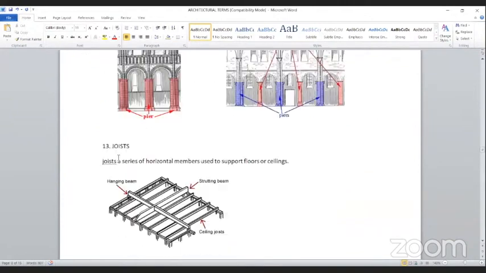Okay, joists. Joists are a series of horizontal members used to support the floor or ceilings. Now remember, this can be used to support a ceiling or a floor. Okay. What is a beam? It's a horizontal member.